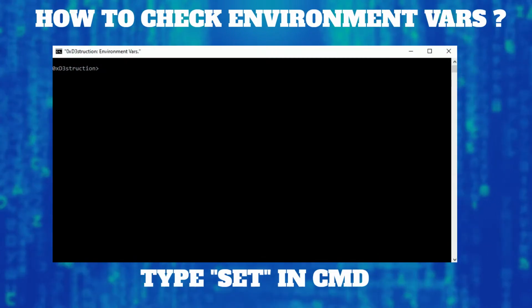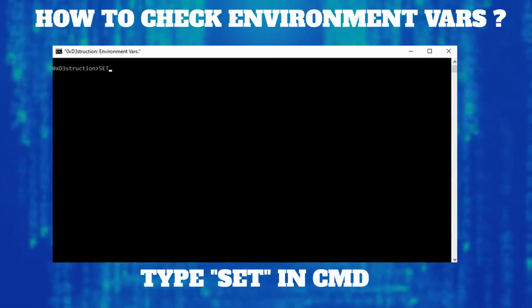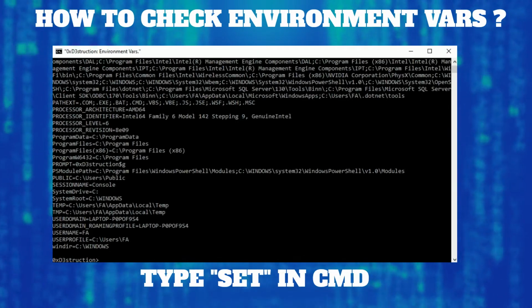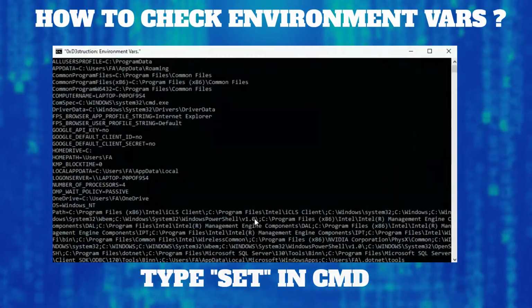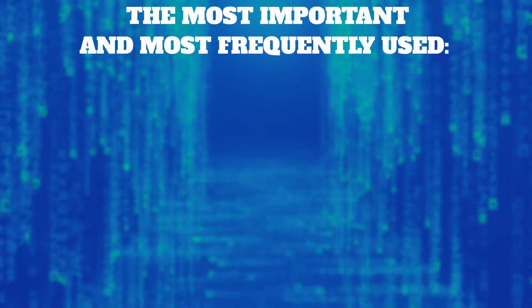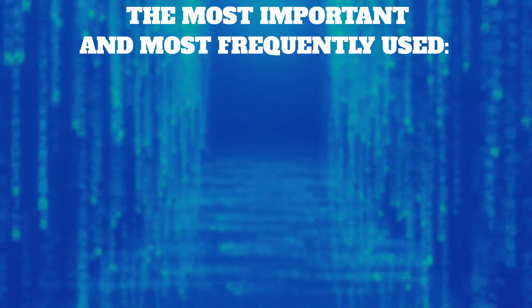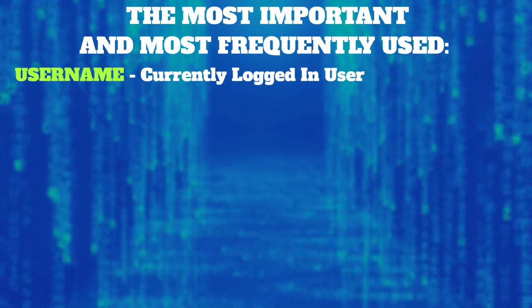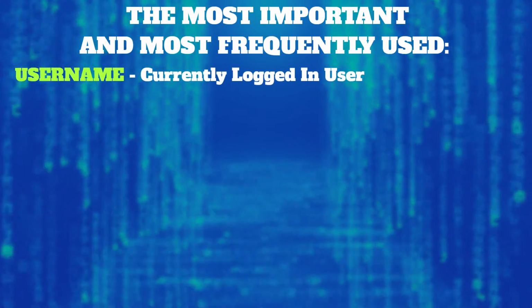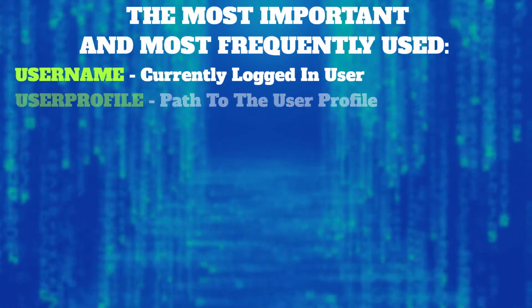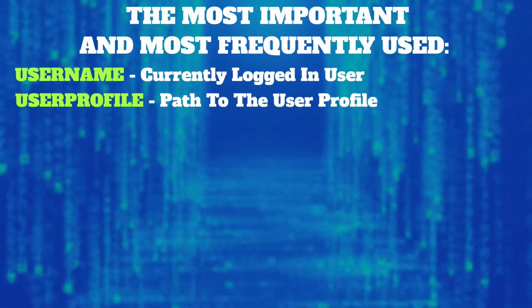How to check environment vars? Just type set in CMD and then you will see all. Let's talk about the most important and most frequently used. Username, the currently logged in user. User profile, the path to the user profile.